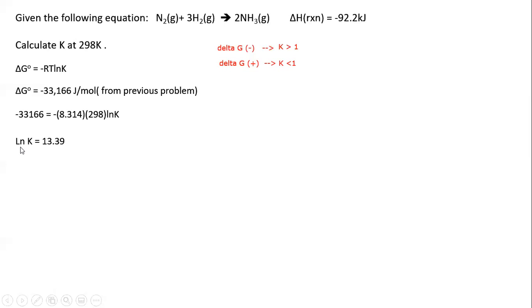So now you have to do the anti-ln, which is not dirt. It's just a joke: lawn is grass, anti-ln is dirt. Just a little humor there. Anyways, here we have to raise each side to the power of e. When we raise each side to the power of e, we get that K equals 6.5 times 10 to the fifth. And notice that the exponent is greater than 1, just like it should be.